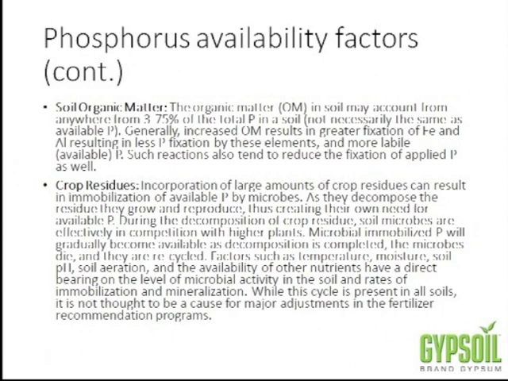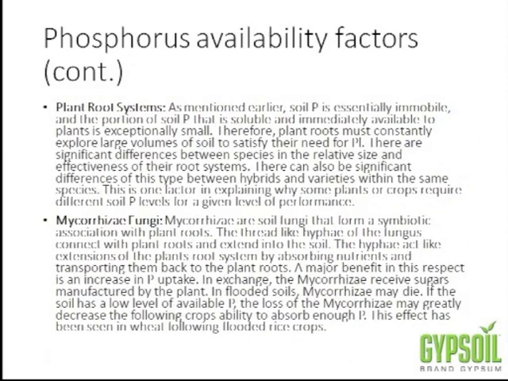The last one is soil organic matter and crop residues. All of those have big effects on our phosphorus. Then we have to look at plant roots and also the fungi levels that we have in the soil as well. And so with gypsum, we can affect a lot of these things and make our phosphorus more available.